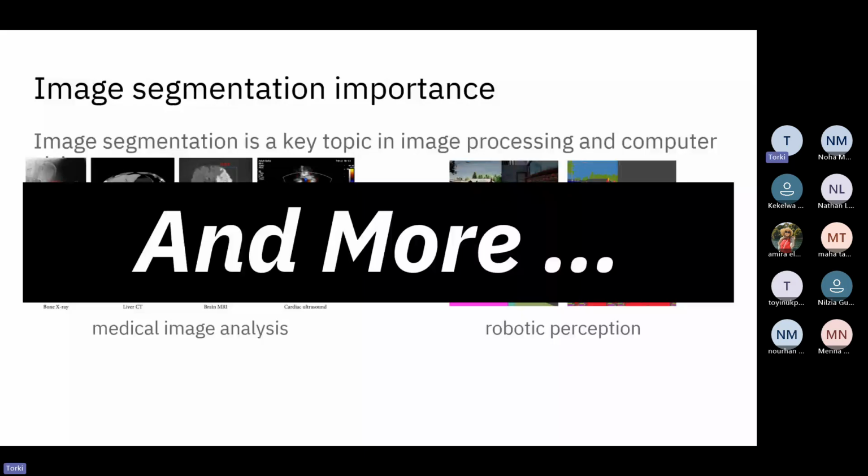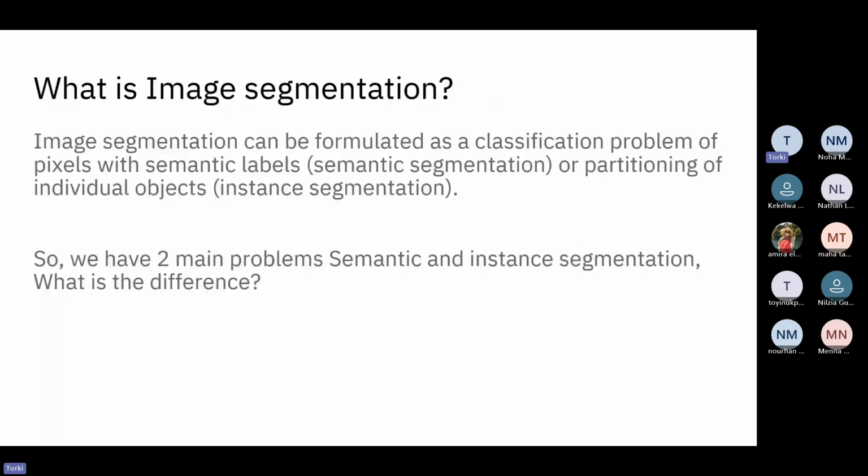So what is image segmentation? It can be formulated as a classification problem of the pixels. So it is a classification on the pixel level with semantic labels. The semantic labels refer to the semantic classes that you are trying to find in the image. And up to this point, we call this problem the semantic segmentation task.